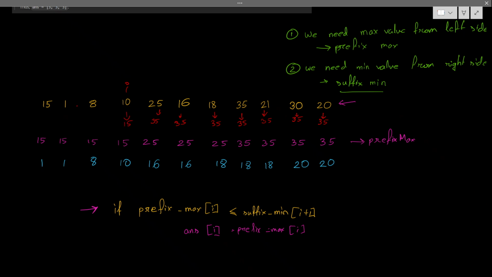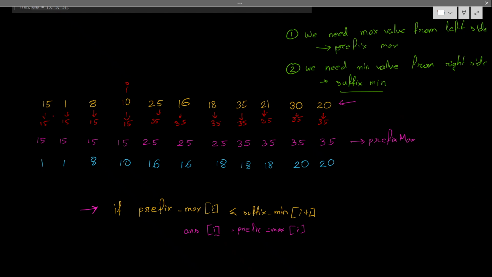For 8, what is the maximum value? From 15 I can go to 10, and 10 is giving me the value 15. Surprisingly, it is only I plus 1: the value of the answer of I plus 1 is 15. Similarly, if you come here from 15, and 15 from here, you can get 15.